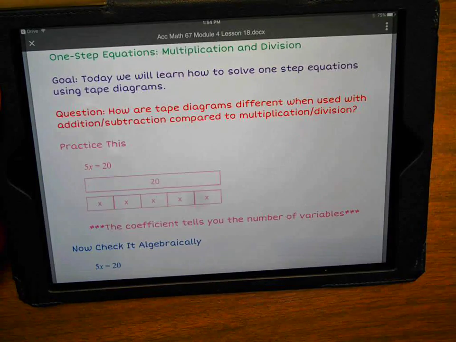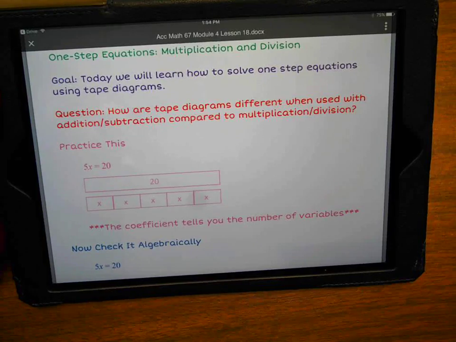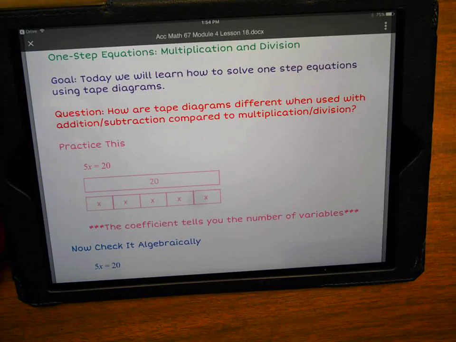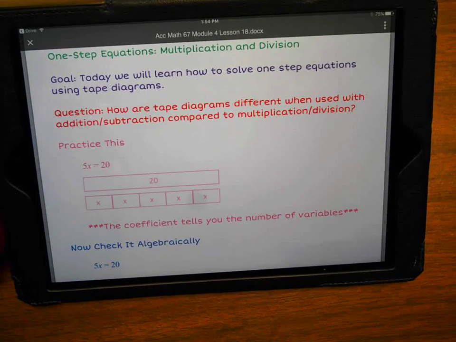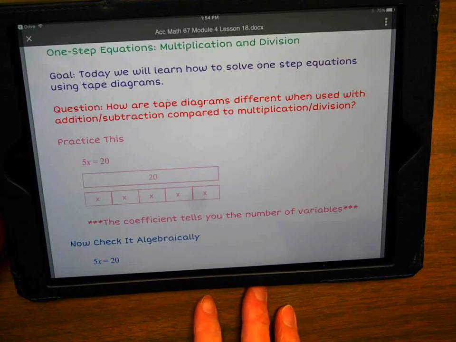One-step equations using multiplication and division. Today we will learn how to solve one-step equations using tape diagrams. Again, the question this time is, how are tape diagrams different when used with addition and subtraction compared to multiplication and division? All right, so you're going to notice a difference, and I have the drawing that I used from addition before that I'll show you again, but this time my drawing worked. So it says practice this.